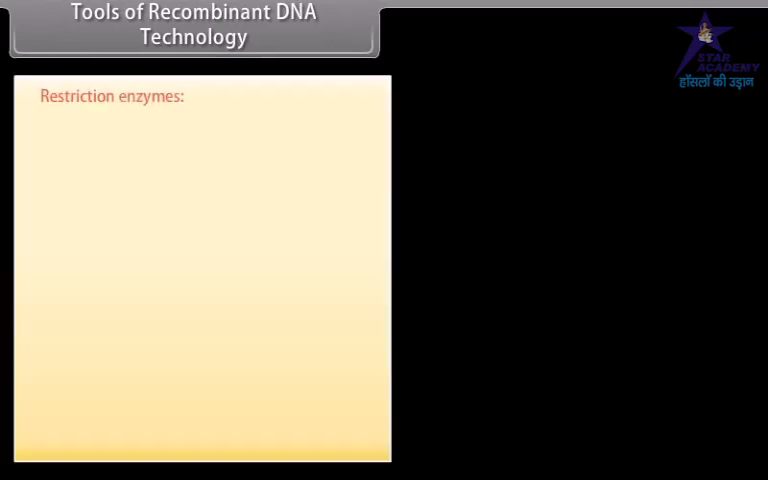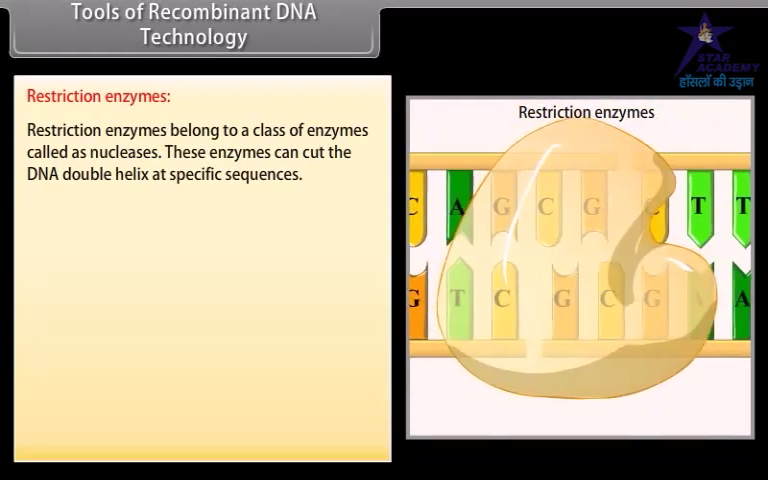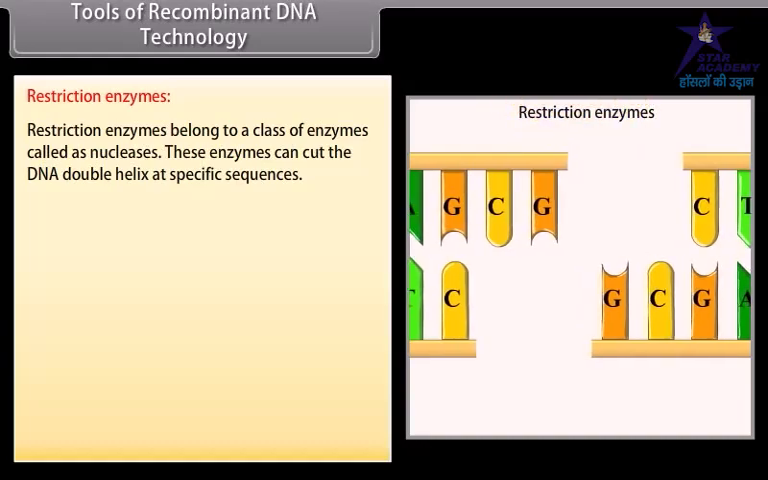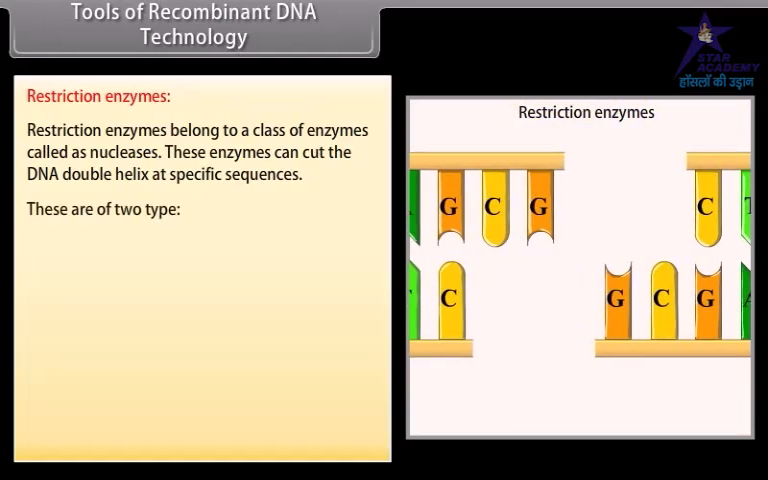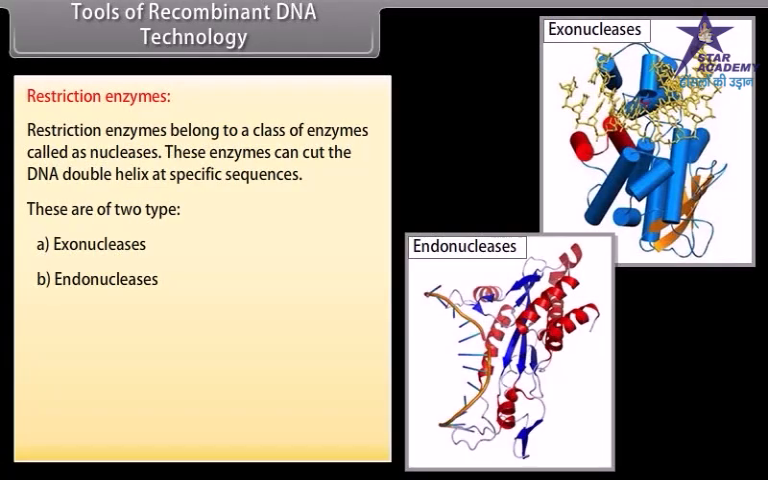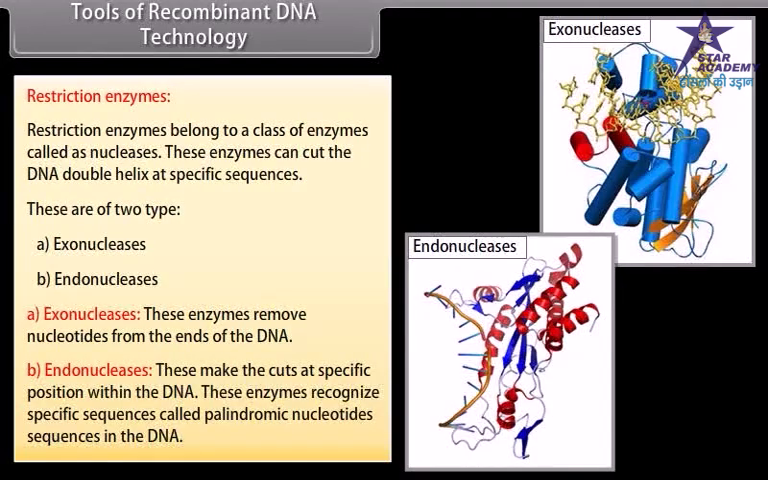Tools of recombinant DNA technology. Restriction enzymes. Restriction enzymes belong to a class of enzymes called as nucleases. These enzymes can cut the DNA double helix at specific sequences. These are of two types: exonucleases and endonucleases. Exonucleases. These enzymes remove nucleotides from the ends of the DNA. Endonucleases. These make the cuts at specific position with the DNA.